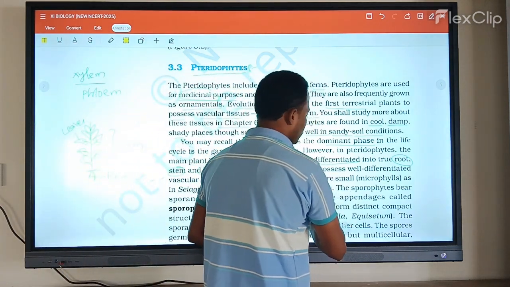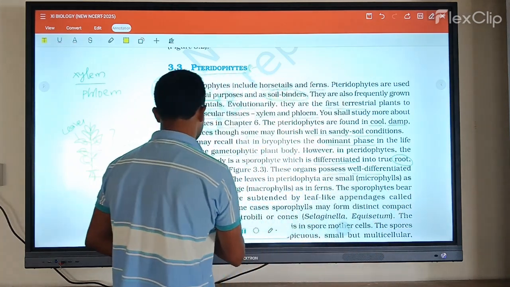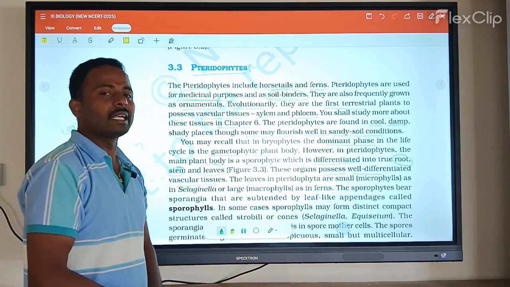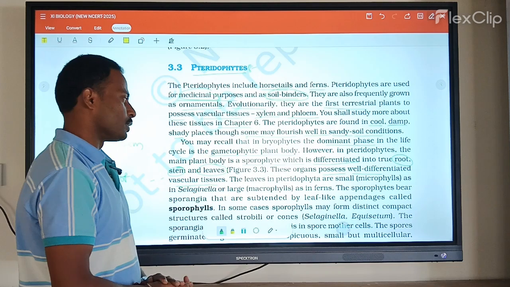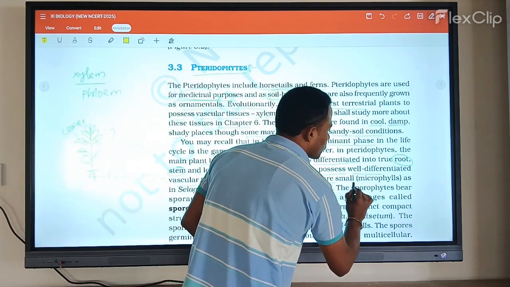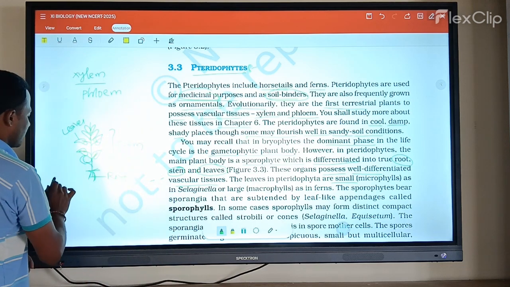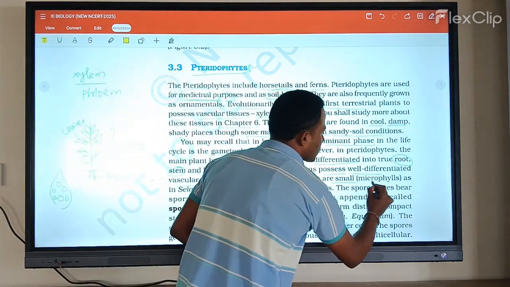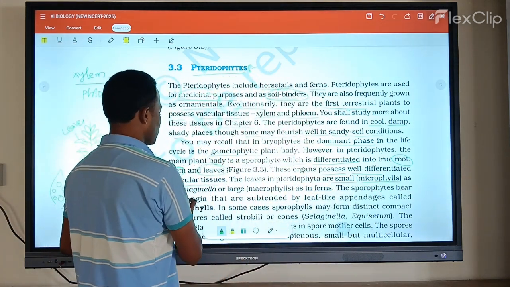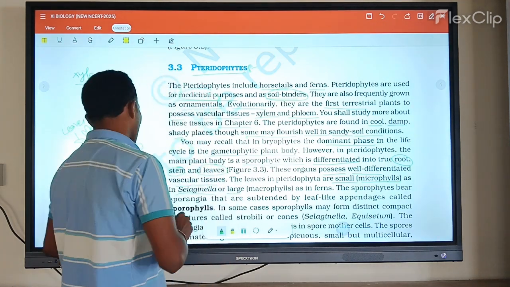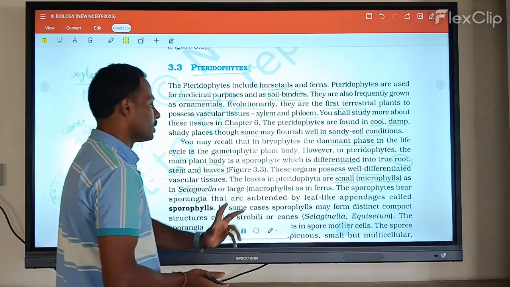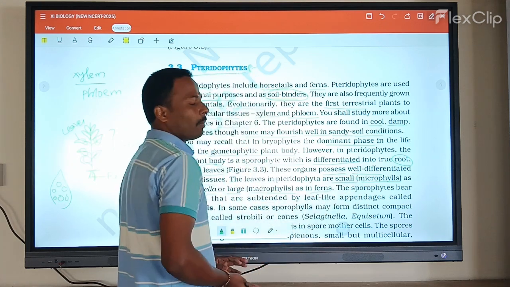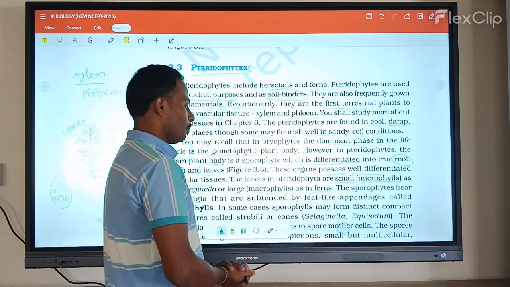These organs possess well-differentiated vascular tissue, which differs from the bryophytes. The leaves in pteridophytes may be small, called microphylls, as seen in Selaginella, or large, as in ferns, which are macrophyllous. Small is micro and larger is macro.